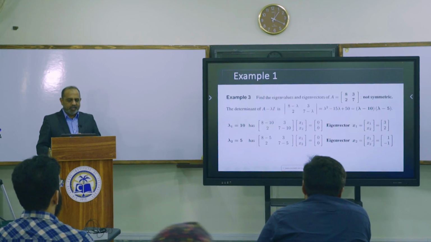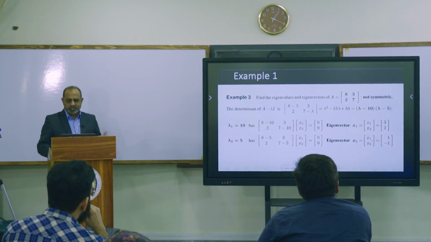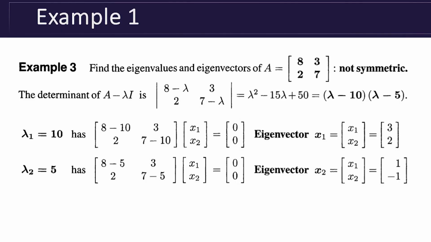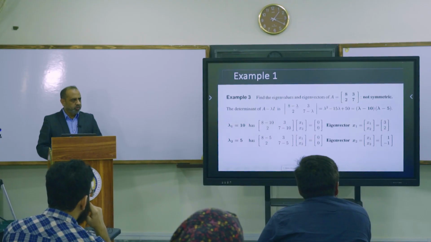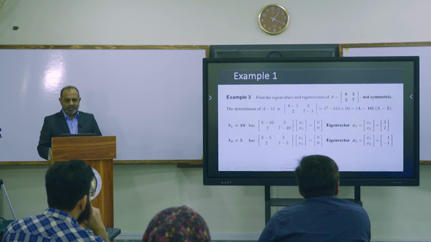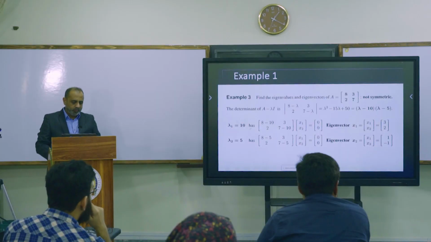So here is an example from the same book, Dr. Strang's book. It is on page 36 of Dr. Strang's book. He says this is the matrix: 8, 3, 2, 7. So you go through the same exercise, 8 minus lambda. On the diagonal, you write minus lambda, and put the determinant equal to 0, and make a quadratic equation. You solve the quadratic equation, and you get two values. One is 10, the other one is 5.